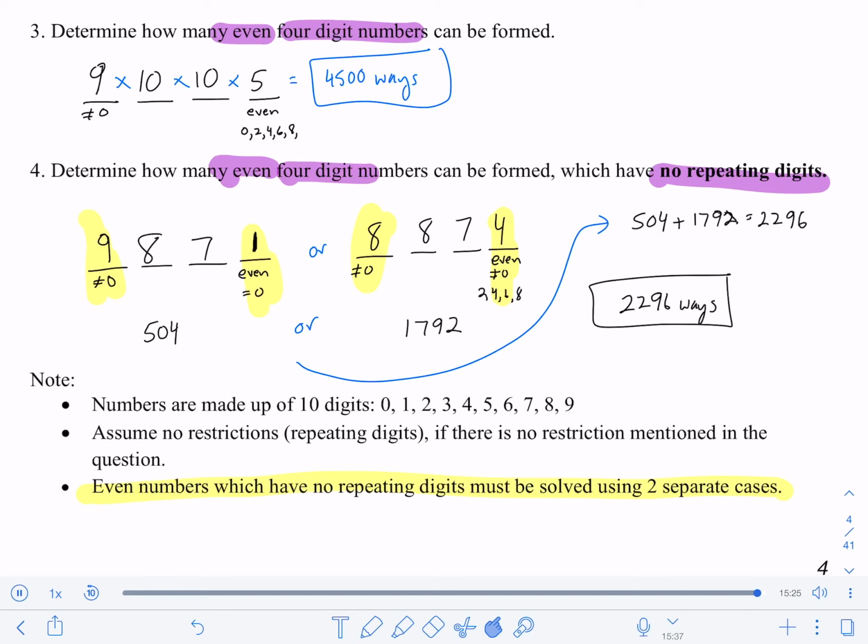And the last thing I think is worth remembering, you might want to highlight it for your future self, is that even numbers which have no repeating digits have to be solved using 2 separate cases. Okay, good luck trying this stuff out.